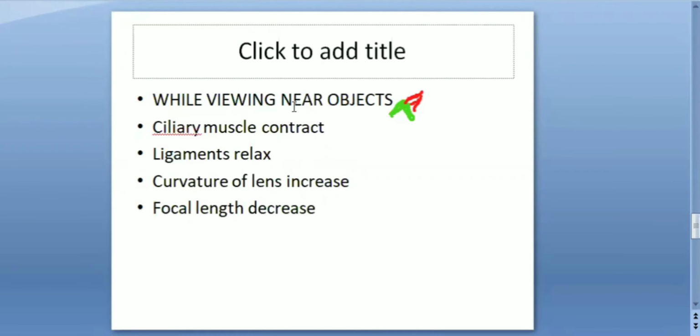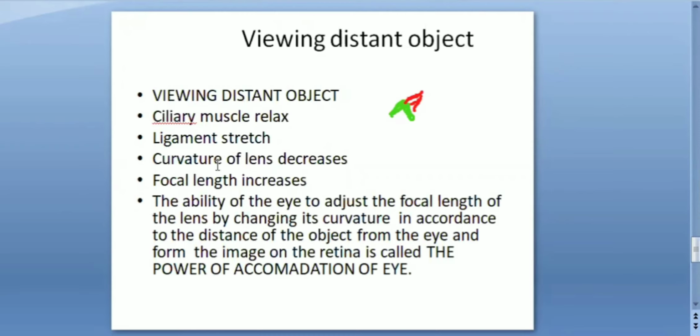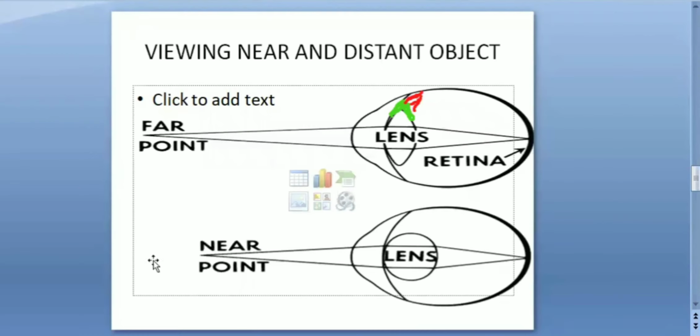See, while viewing distant objects, ciliary muscles relax, ligaments stretch, curvature of lens decreases, focal length increases. So next is regarding how we see near objects. See, the curvature of the lens increases and the focal length decreases. Then here also we can see ciliary muscles as well as ligaments.